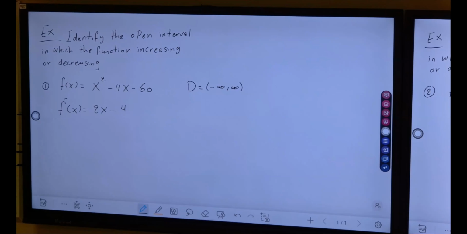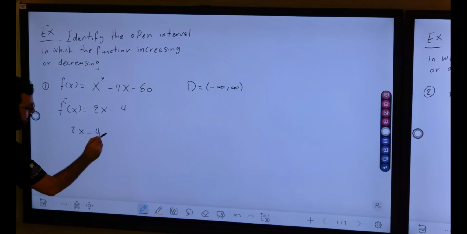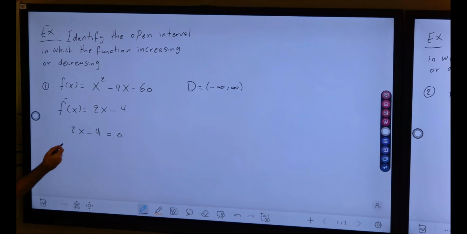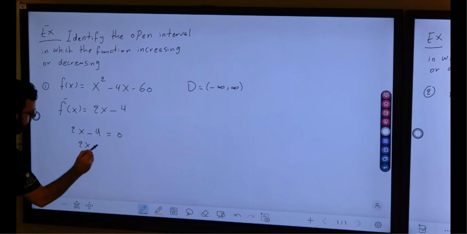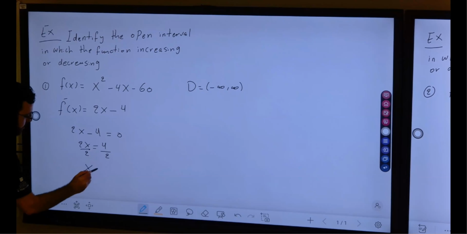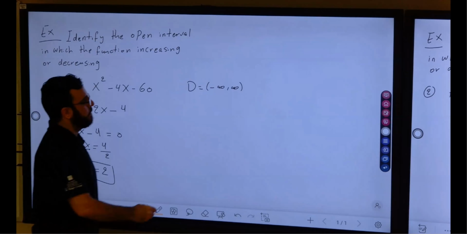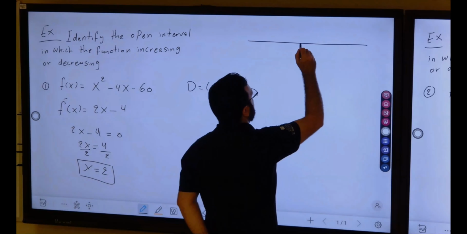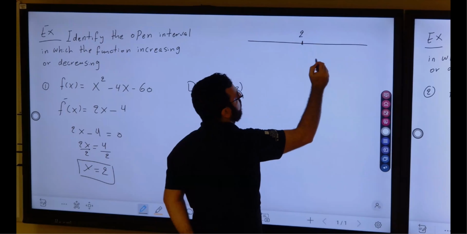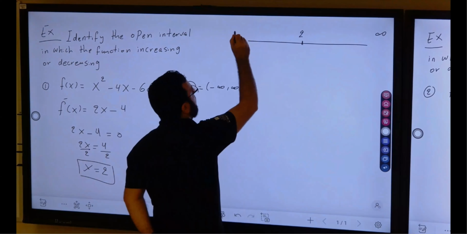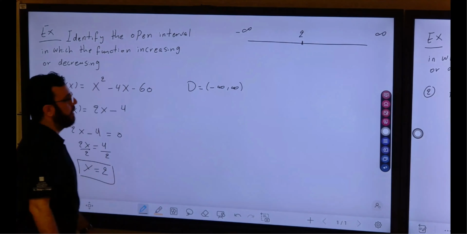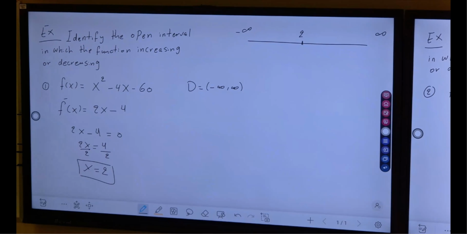How to find the critical numbers? We need to set the derivative equal to 0. That means 2x minus 4 equals 0. Go ahead, solve this one. 2x equals 4, and then divide by 2. So x is going to be equal to 2. So I have only one critical number. There is the critical number. This side, the positive infinity, and this side. So it's called increasing and decreasing.